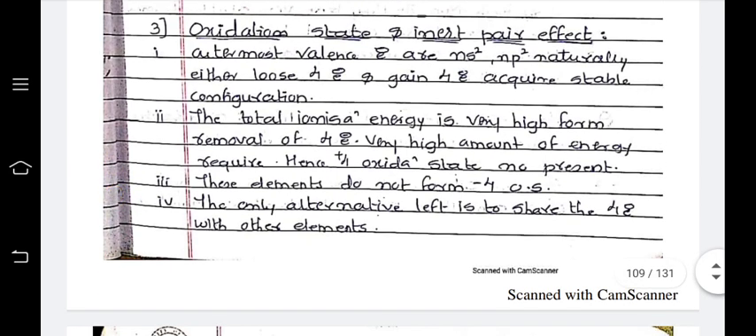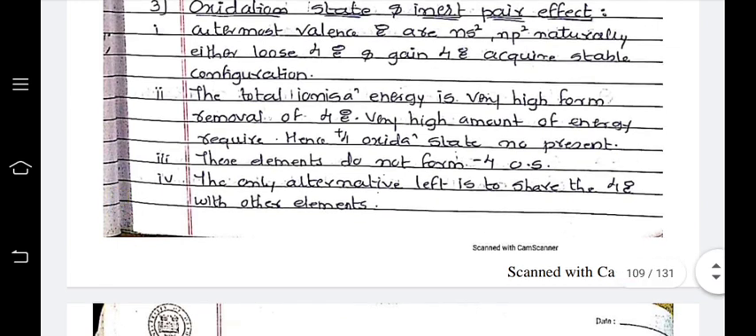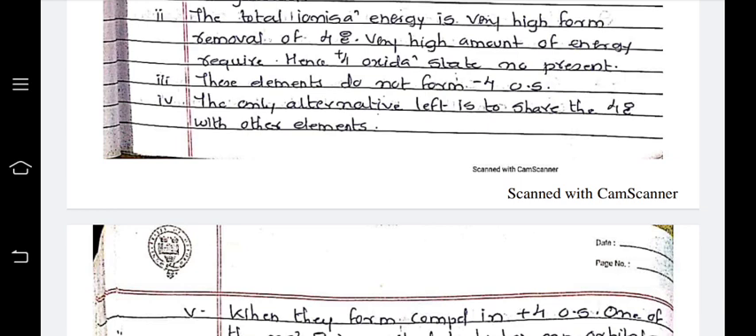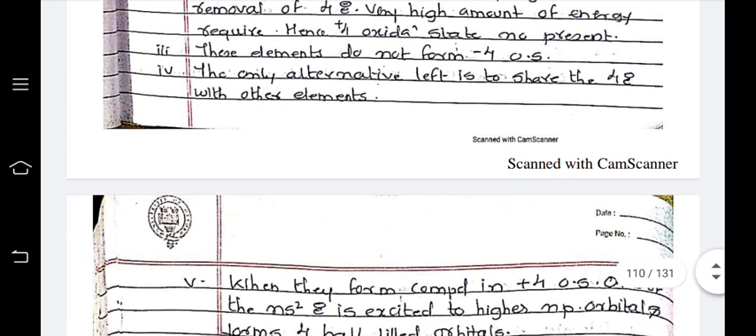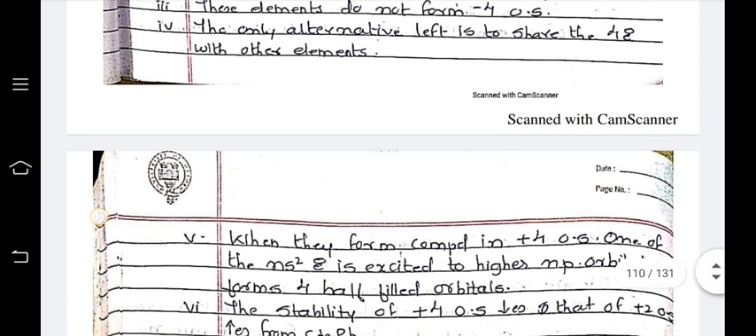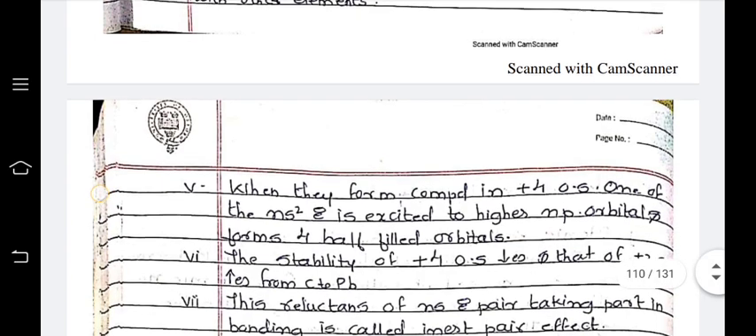Oxidation state and the inert pair effect. The outermost valence electrons are ns2 np2, so naturally the atom either loses 4 electrons or gains 4 electrons to acquire a stable configuration. The total ionization energy for the removal of 4 electrons is very high, and a very high amount of energy is required, hence the +4 oxidation state is rarely present as ions. These elements do not form the -4 oxidation state. The only alternative left is to share the 4 electrons with the other elements.